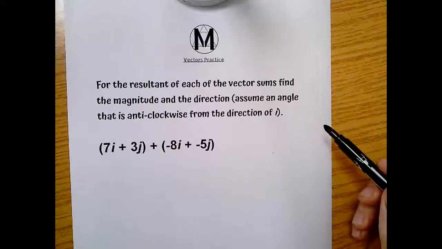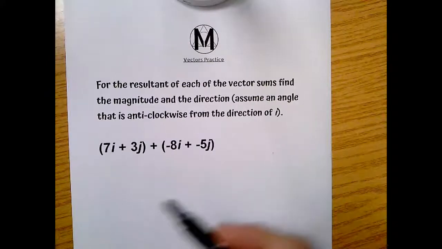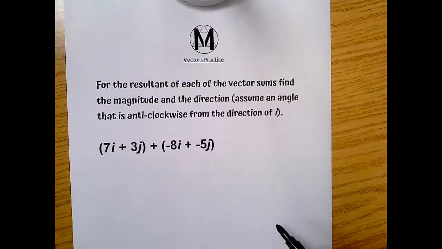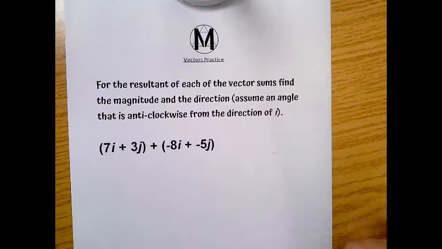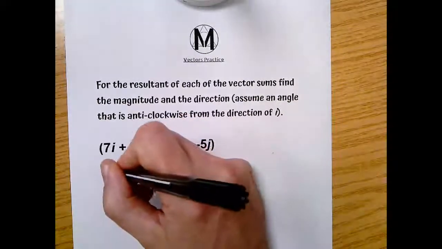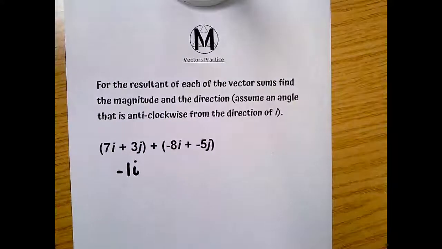Okay, so this time it's in the form with our i's and our j's. Quick rule of thumb, you add the i's with the i's and the j's with the j's. That's just like terms, no big deal. So when we do this, let's just get to it. 7i plus negative 8i, well, that would just give us a negative 1i. You don't have to write the 1, but I like to, so there you go.